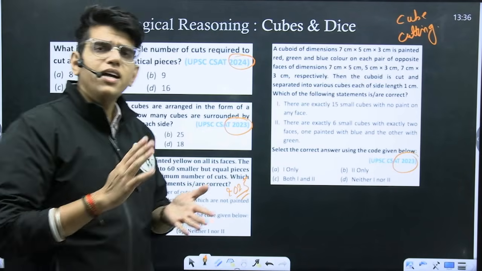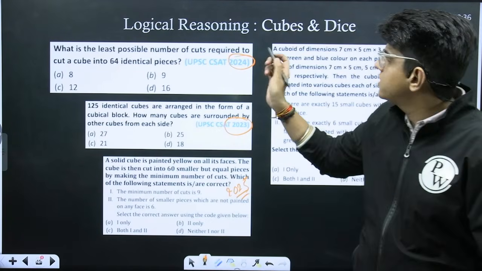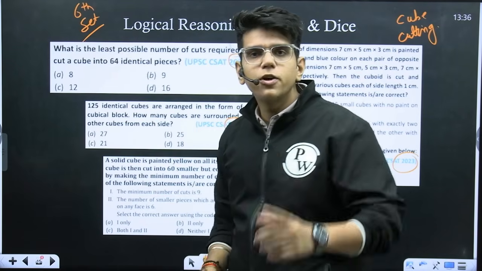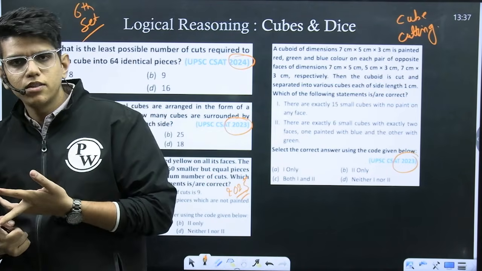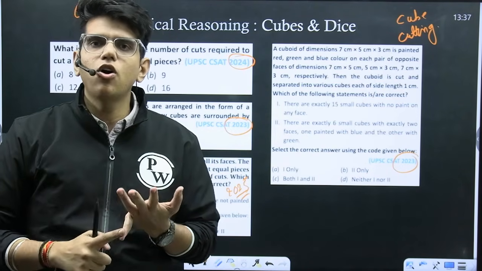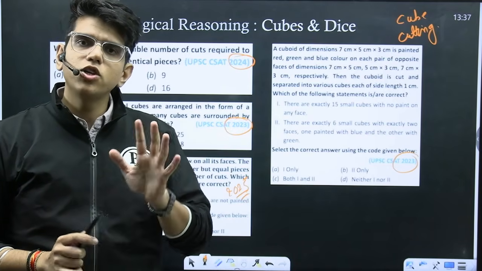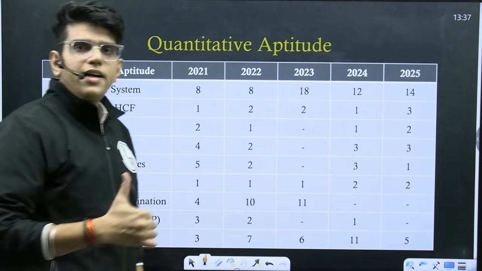So there are 6 very important topics from logical reasoning, and there are 6 sets of questions which I have shown you from logical reasoning. First was logical series, second was coding decoding, then we moved to calendar, clock, direction distance and cubes and dice. These are very important topics from logical reasoning. Now let's move to the second, quantitative aptitude.